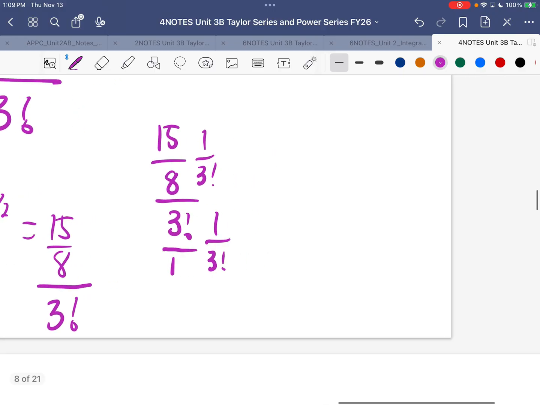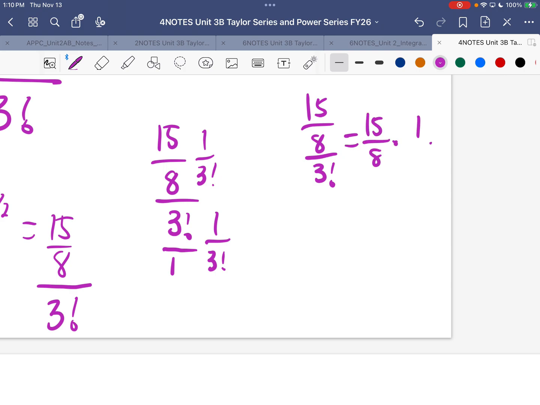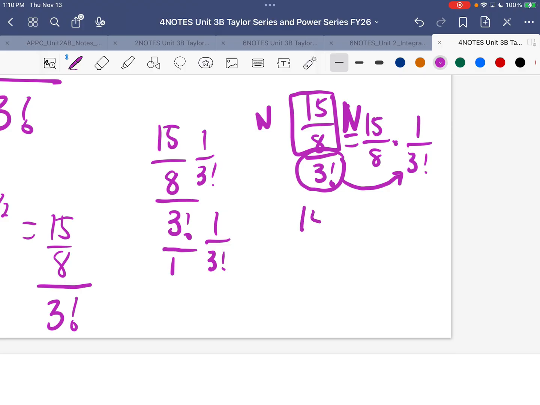So instead, what you could think about is you have 15 over 8 over 3 factorial. It is the same thing as 15 over 8 times 1 over 3 factorial. Like, this number being in the denominator can just stay in the denominator. Keep this as the whole numerator, and then the 3 factorial is the denominator. That's to try to avoid you accidentally multiplying by 3 factorial instead of dividing by 3 factorial.